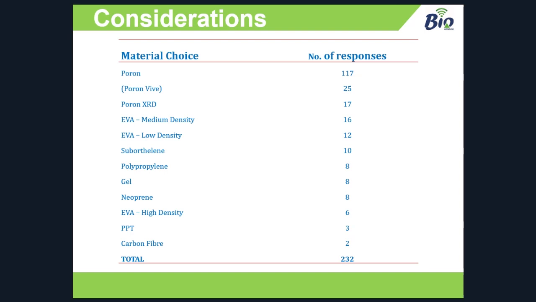Just of interest, the EVA that is generally used in a top cover is a medium density EVA. You can get lower versions, but that's obviously on a different special request. And of course, carbon fiber type materials that go on, not very common. You see PPT quite low down there for whatever reason, I'm not sure. But that was just the responses of 232 participants.